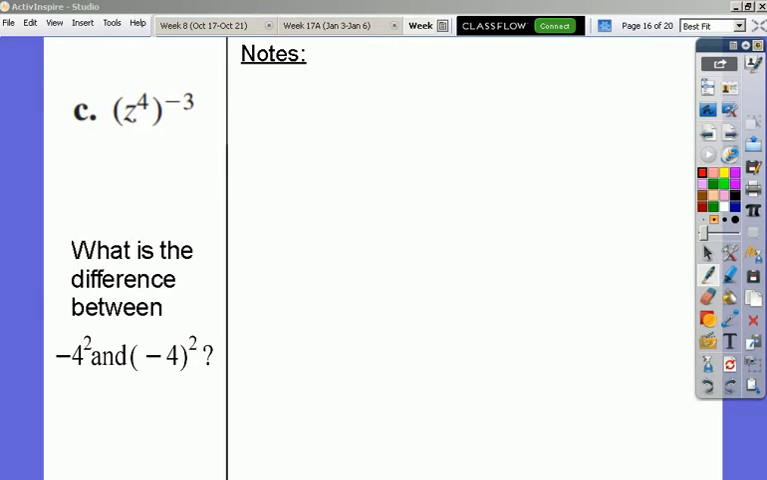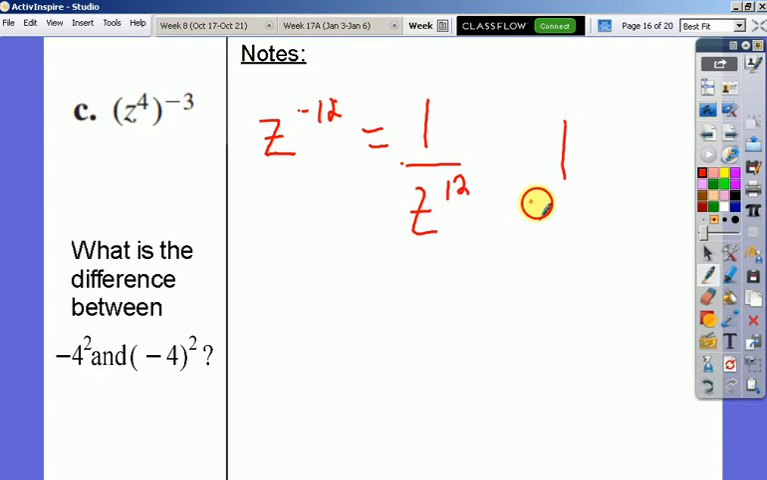Okay, so C says I'm going to take z to the fourth and I'm going to raise that to the negative 3. You can approach this two ways. Multiply. That's one way. Perfect. So when you multiply the two exponents, what do you get? Negative 12. Yep, and then what do I do to get rid of that negative 12? Move it to the denominator. Perfect. The other way you could do this is you could move it to the denominator first. So you could say 1 over z to the 4th cubed, and then that's still 1 over z to the 12th.